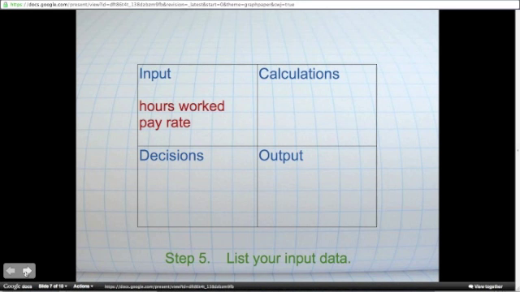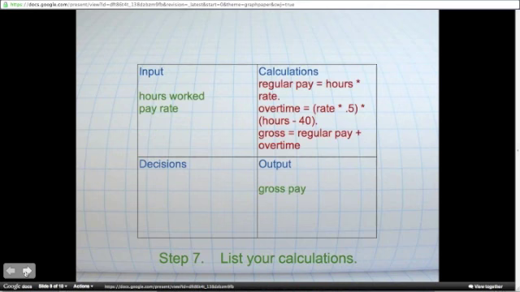Our input was hours worked and pay rate. Our output was gross pay. So our user would give us the hours worked and the pay rate. It was our job in our program to figure out what the gross pay was. Well, in order to do that, we had to do some calculations. We have 3 calculations here.